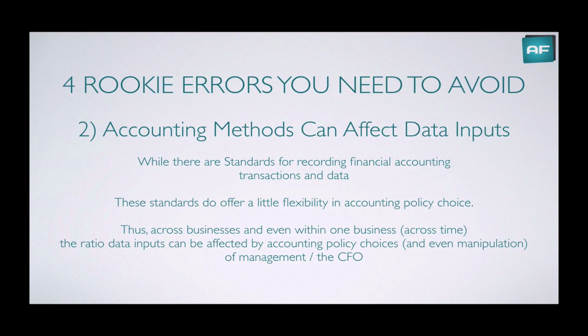What this means is that across businesses, and even within one business across time, the ratio data inputs that you plug into your formula can be affected by accounting policy choices, and even accounting information manipulation by the management or the CFO. As an example, you may find different depreciation policies or different ways companies measure their assets. You have to be aware that accounting methods can affect your data inputs.